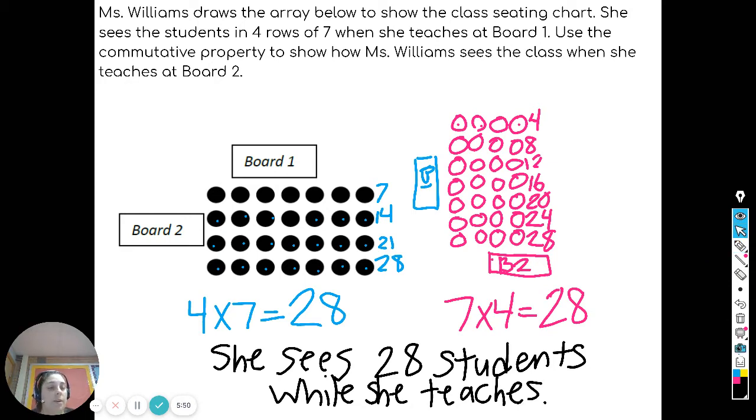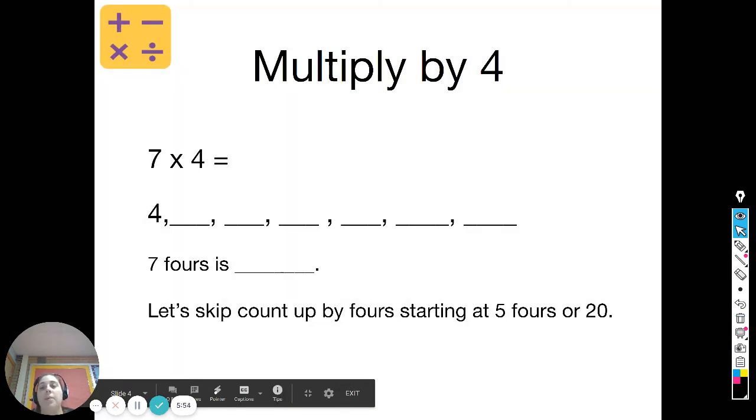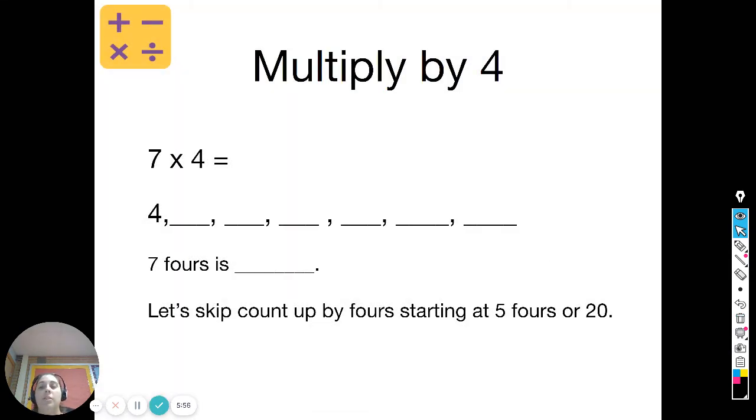All right, let's continue. All right, so now we're going to multiply by 4. So we're doing 7 times 4. So I have some lines here. I would like you to skip count by 4s 7 times, and go ahead and write it down on your whiteboard because we're going to use it again. Pause the video until you have your skip count ready.